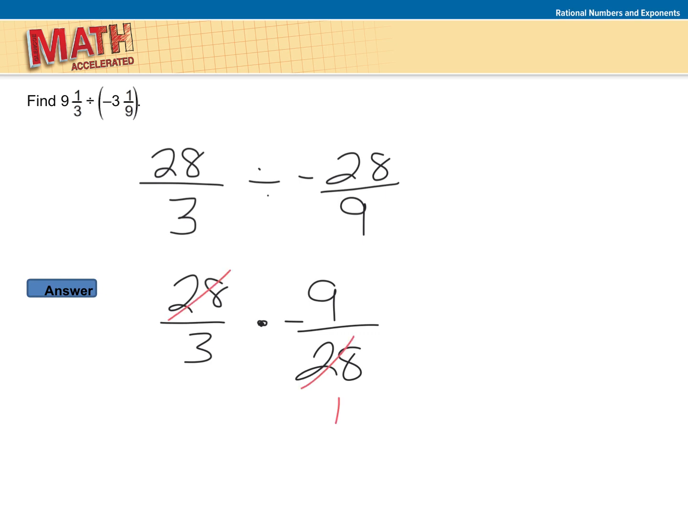The 28's cancel and turn into 1. How many times is 3 going into 9? 3. So if I multiply straight across on the top, what do I have? 3/1. What's my final answer? Is it? What am I missing? The negative. Don't forget those negatives. Okay? Any questions over that one?